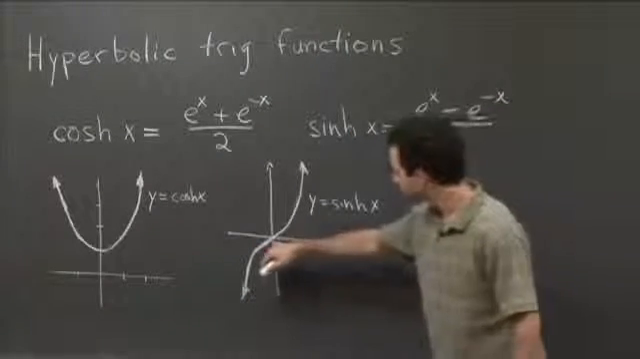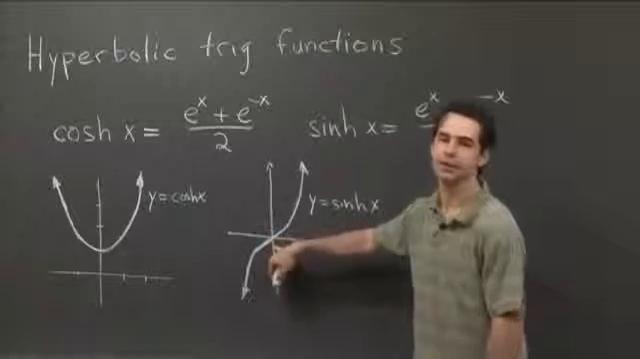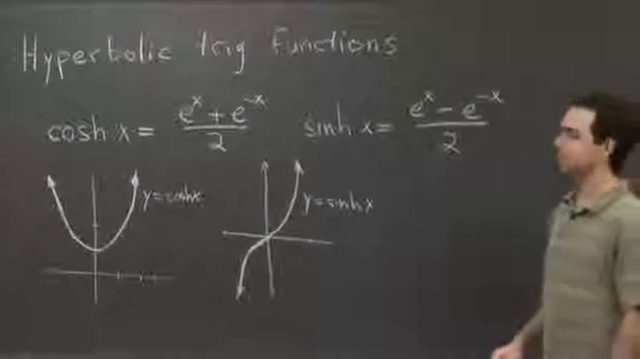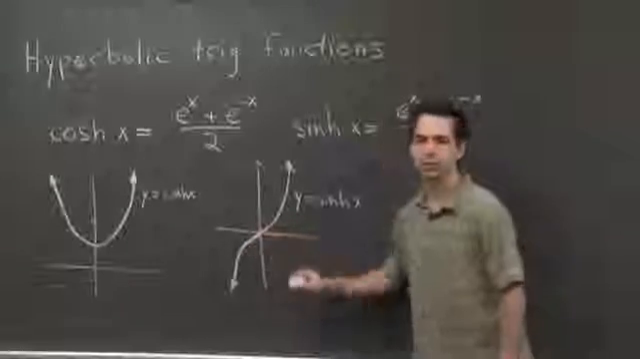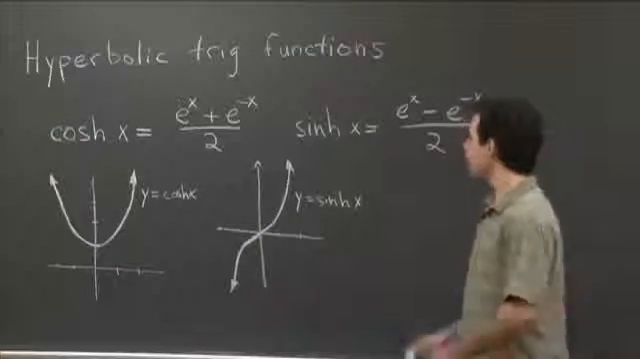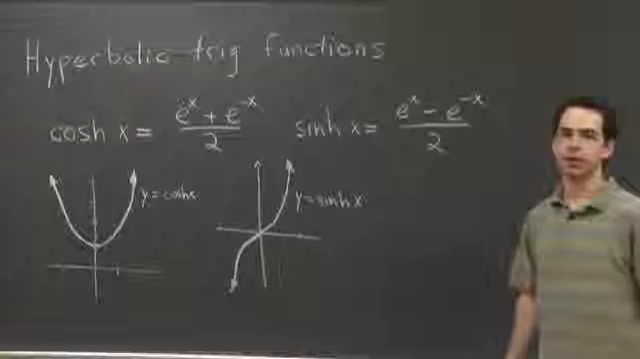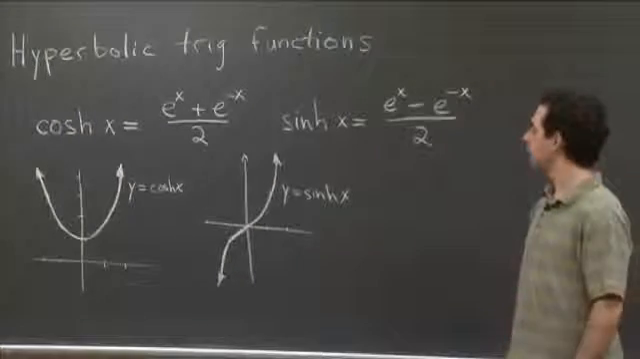If you were curious about what the slope at the origin is, you could quickly take a derivative and check that the curve is passing through the origin with slope 1. So this is a basic picture of what these curves look like.